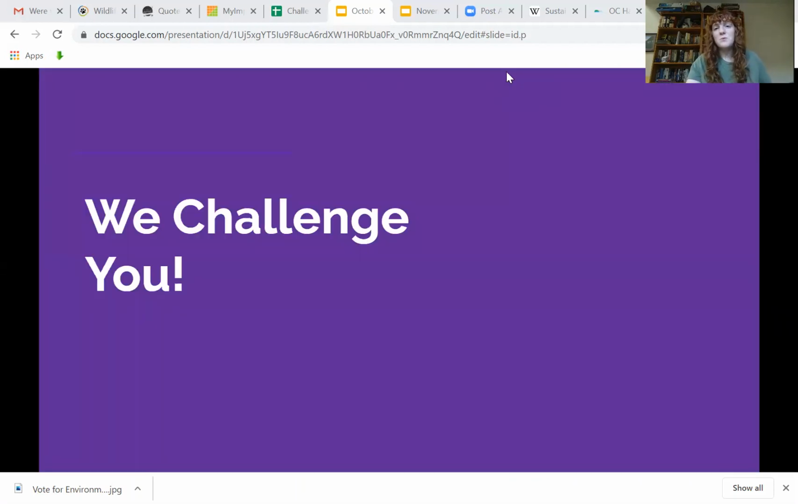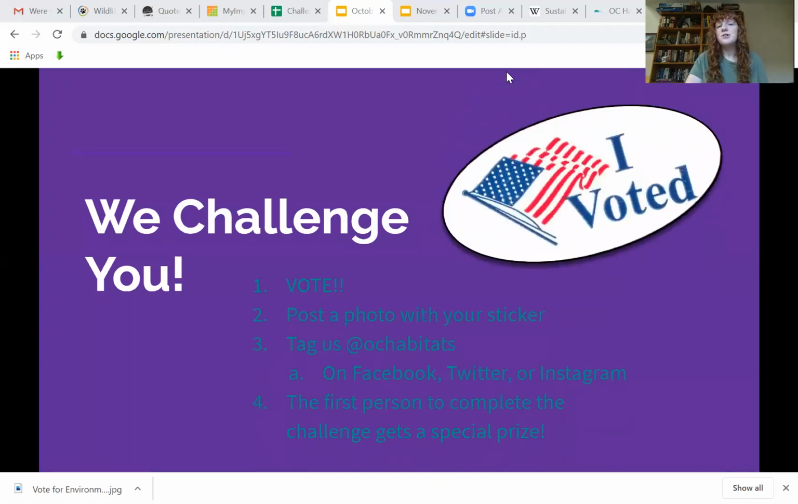And finally, we challenge you to vote, number 1, and then to take a photo of your sticker or with your sticker and to post that on social media, whether it's Facebook or Twitter or Instagram, whatever platform you prefer, but make sure you tag us at OC Habitats to show us that you are willing to vote for the environment.